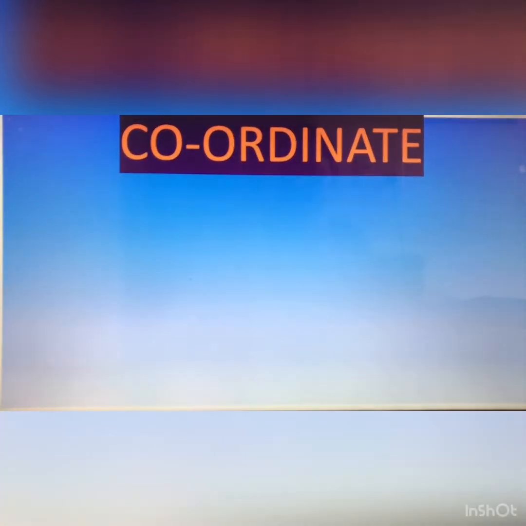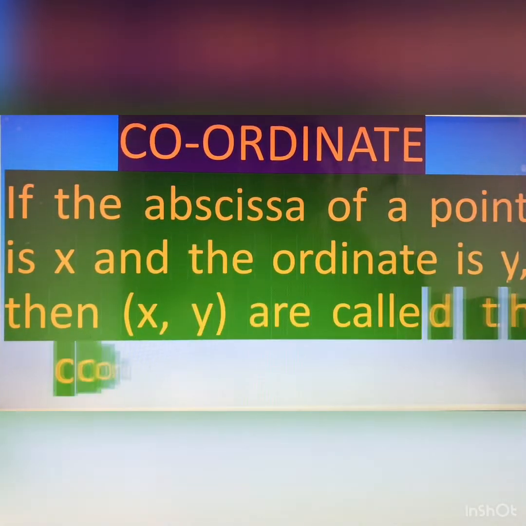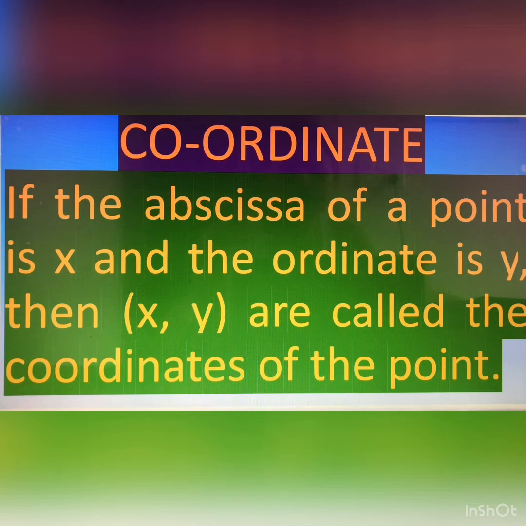Coordinate. What is the coordinate? If the abscissa of a point is x and the ordinate is y, then (x, y) are called the coordinates of the point. Simultaneously, you denote x coordinate and y coordinate with a comma. That pair is known as coordinates.